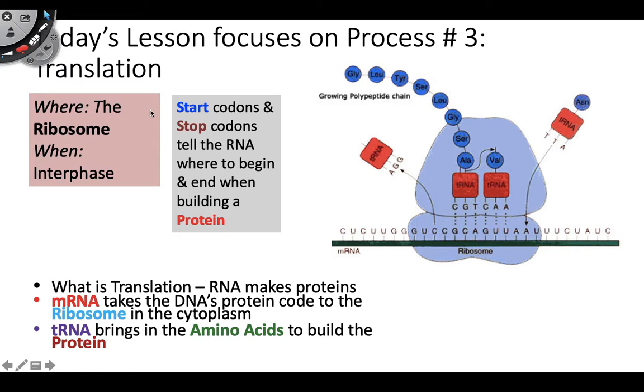So translation, what is it? Well, this is a process where RNA makes proteins using a ribosome. Where does it happen? It happens in the ribosome. When does it happen? It happens during interphase. And it uses start codons and stop codons to tell the RNA where to begin and where to end building a protein. We're going to learn in just a moment that proteins in your body have lots of different functions, right? But depending on the cell and depending on the organ, you're going to need to make a particular protein to carry out a particular life function.